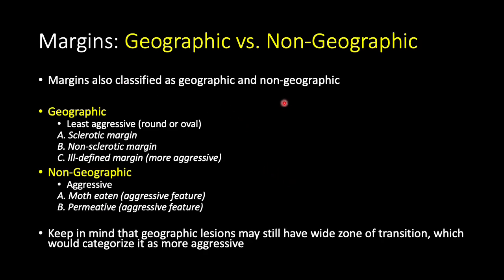And then margins can be further characterized based on their geographic and non-geographic appearance. I don't think it's necessary to go into detail on these, except to know that geographic lesions are generally round or oval in shape. They can have sclerotic or non-sclerotic margins, or they can be more ill-defined. And then non-geographic lesions tend to be more aggressive. And the descriptors we use for these are moth-eaten and permeative, which can be difficult to distinguish, but we'll look at some examples. And just one thing to keep in mind, that even if you have a geographic round or oval lesion, it may still have a wide zone of transition, which would characterize it as more aggressive.